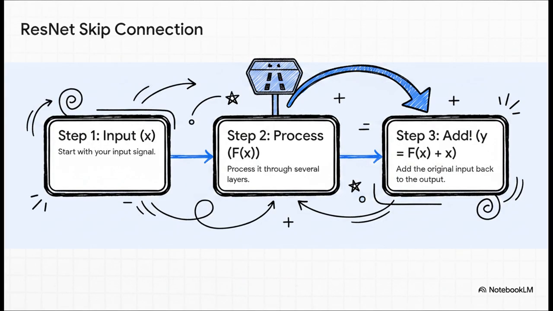And their solution was just elegance itself. It's called the skip connection. The input signal doesn't just go through the processing layers. It also gets to take a shortcut, a skip lane, right around them, and then it gets added back in at the end. This simple addition creates an information superhighway that makes it effortless for the network to just let the signal pass right through. It solved the degradation problem practically overnight and let us build networks that are hundreds of layers deep.